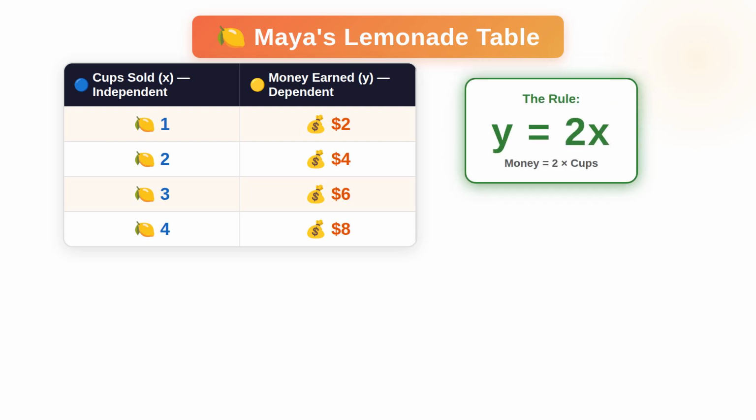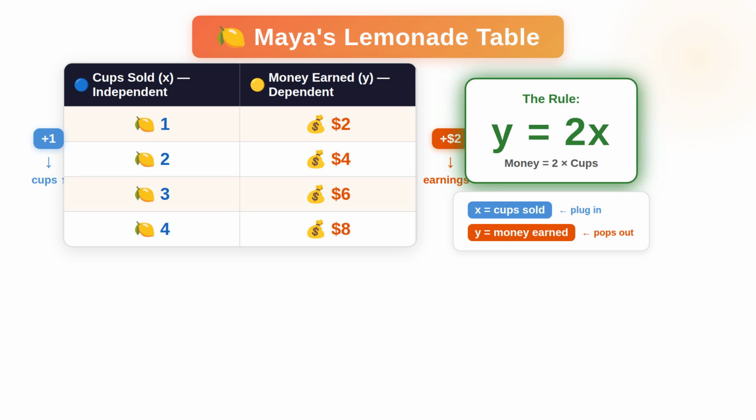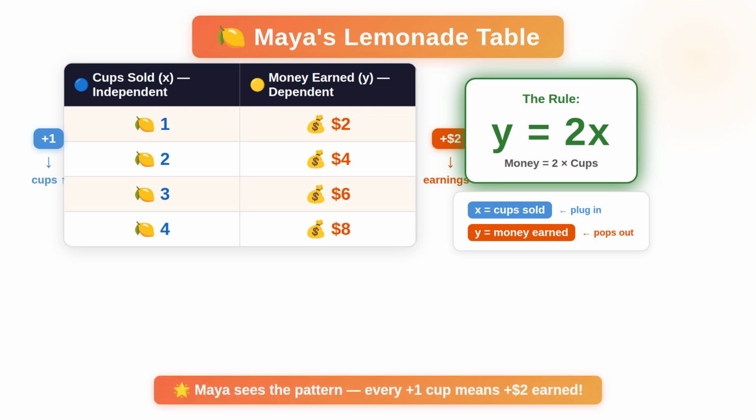Notice the pattern. Every time cups sold goes up by 1, money earned goes up by 2. That's because the rule is always money equals 2 times cups. Cups sold is the independent variable. We plug it in. Money earned is the dependent variable.